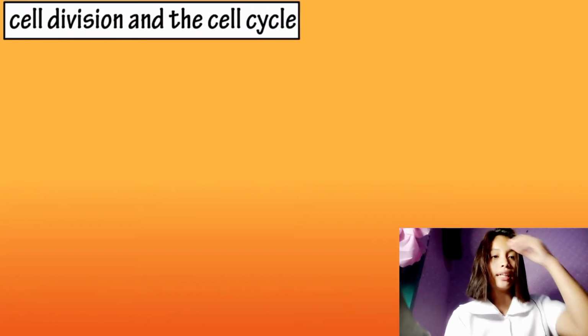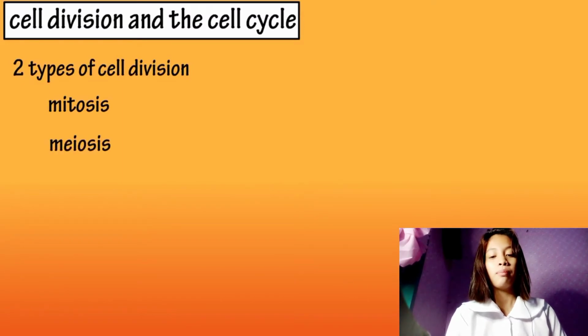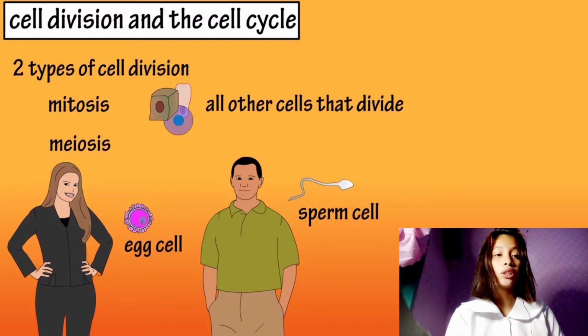Cell division and the cell cycle. There are two types of cell division in the body, mitosis and meiosis. Meiosis occurs in sex cells, egg cells in females and sperm cells in men. And mitosis is the type of cell division that occurs in all other cells in the body. In this video, we are going to cover mitosis.